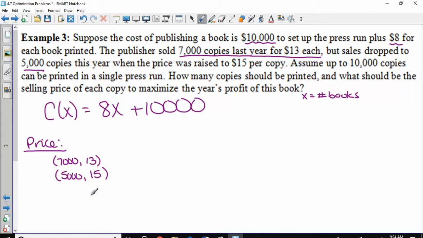And again, the reason that my X had to be the 7,000 and 5,000 is in the cost equation we wrote, X was the number of books printed. So we have to keep the X the same throughout the problem. X has to continue to be the number of books printed. So could we write the equation for price? Yeah, we have 2 points. We can write the equation of a line. We need the slope.